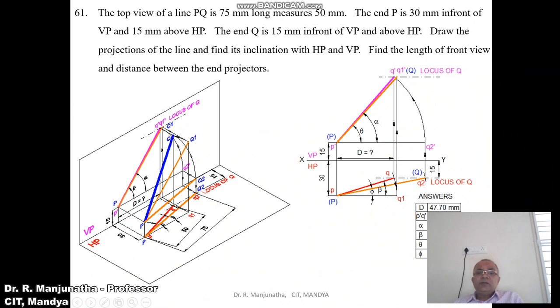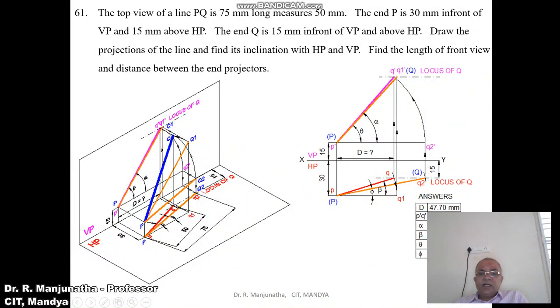Now, to find out the true length in the vertical plane, we have to take the line which is inclined to VP and make that line parallel to VP. So with P as center, since we want to find out the front view true length, you have to take the top view line.